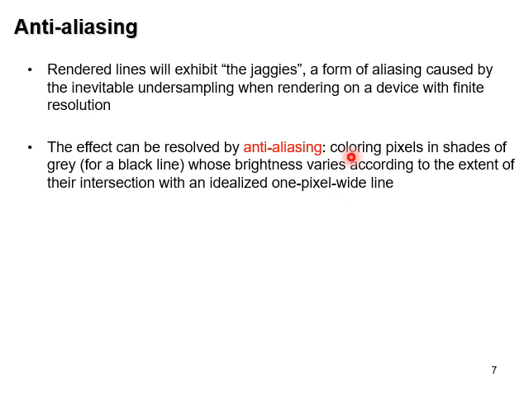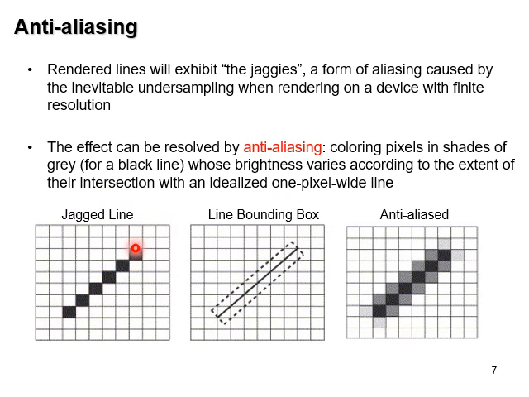We're trying to color pixels around that straight line that we're drawing in shades of gray, and the brightness of those pixels will vary according to the extent of their intersection with an idealized 1 pixel wide line. Let's see an example. Let's look at this line. This is one straight line that's drawn on a finite grid, and you can see because of that you're drawing every single pixel, and although this is actually continuous, when you look at it this way, it looks like this is what we call the stairway effect. It's not really a smooth straight line.